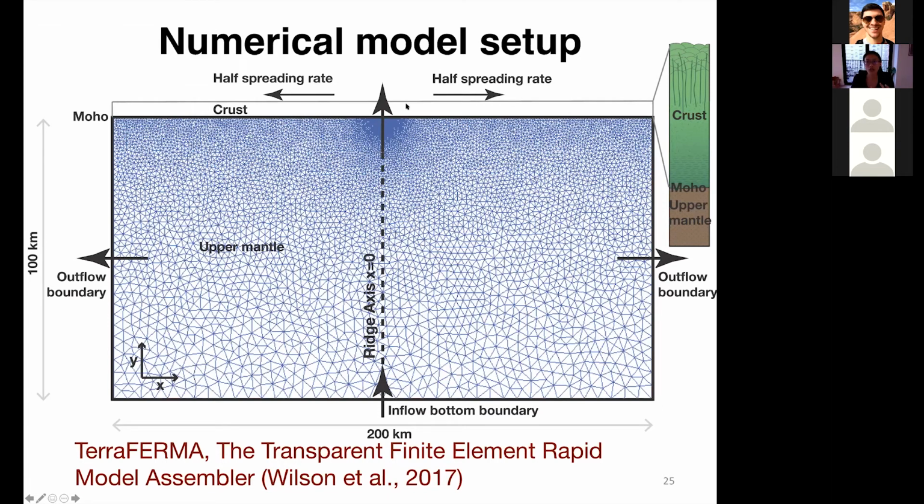And the top is spreading at a defined half-spreading rate. And the domain is divided, as you can see here in blue, into little triangles. That's the mesh. It is finer at the ridge axis to resolve the expected larger gradients, and the mesh coarsens away from the ridge so that it saves us computational time.